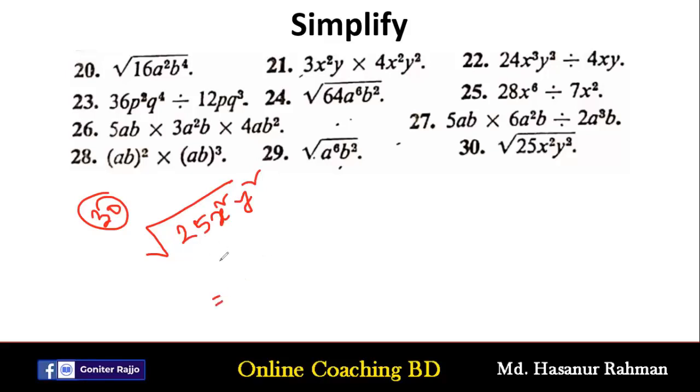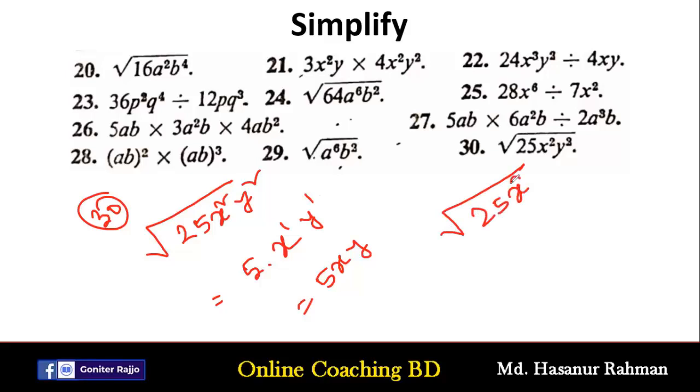So square root of 25 means 5. Now x square. Square root means we have to divide the power by 2, so x to the power 2 by 2 is 1, and y to the power 2 by 2 is 1. So the answer will be 5xy. And we can solve it in another way.